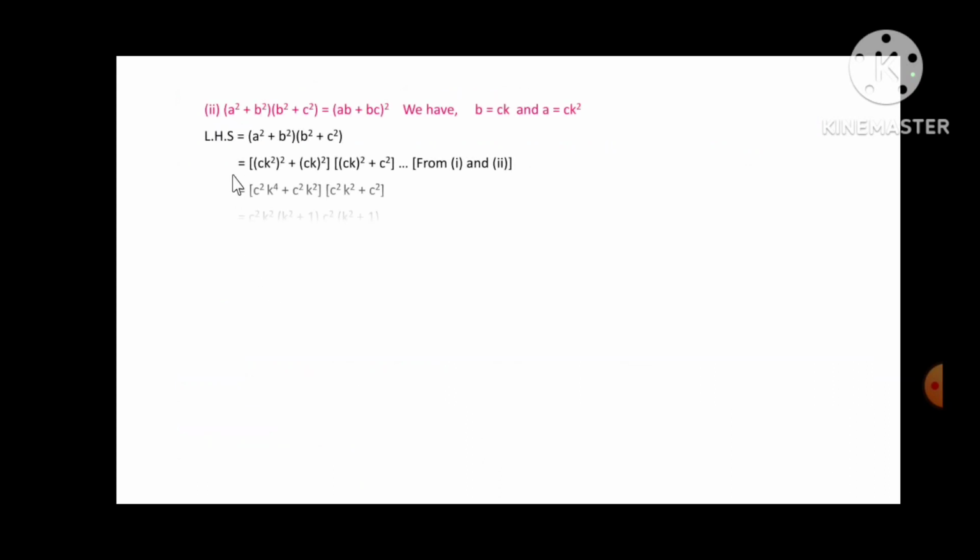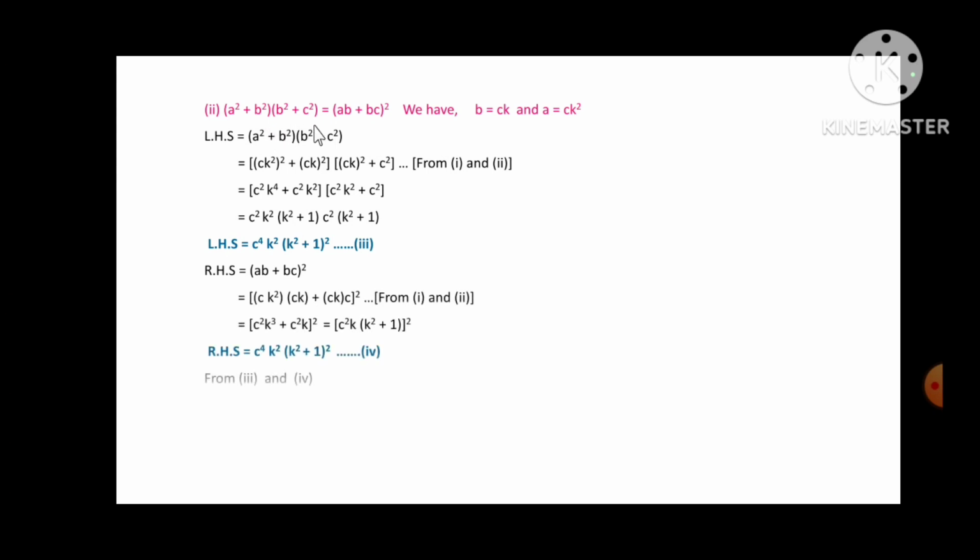Now try for the second example, that is (a² + b²)(b² + c²) = (ab + bc)². But we know that b = ck and a = ck². So LHS (a² + b²)(b² + c²). We'll put the values: ((ck²)² + (ck)²)((ck)² + c²), from 1 and 3. Substituting the values, c²k⁴ + c²k² times ... c²k² + c². So now c²k² is common, taken out. In the bracket is k² + 1, and c²(k² + 1), c²k², that is c⁴k²(k² + 1)², equation 3.